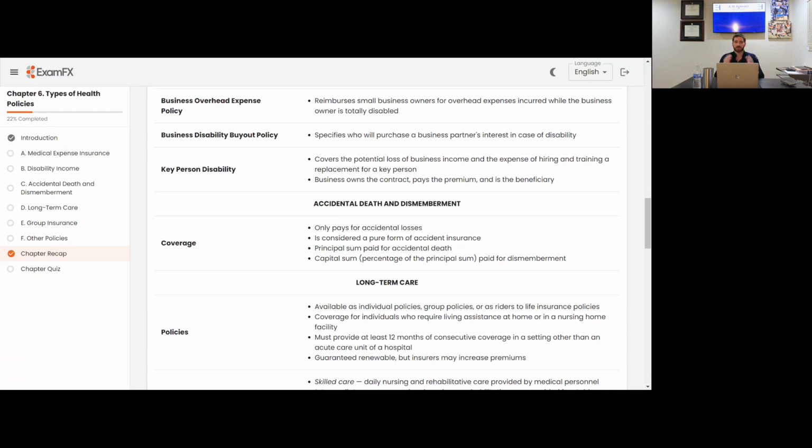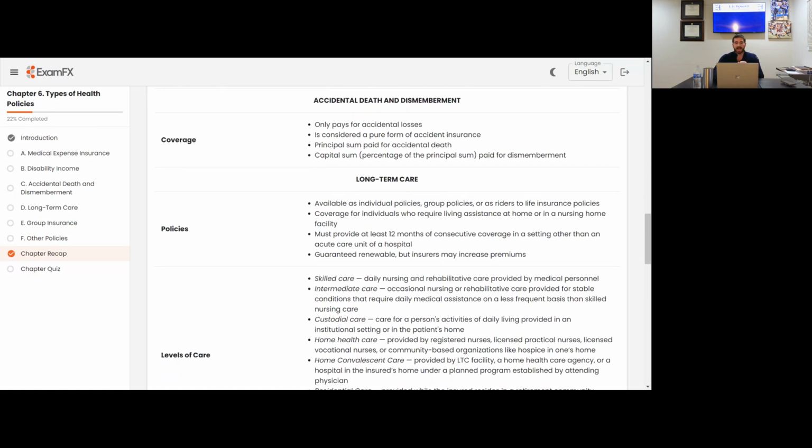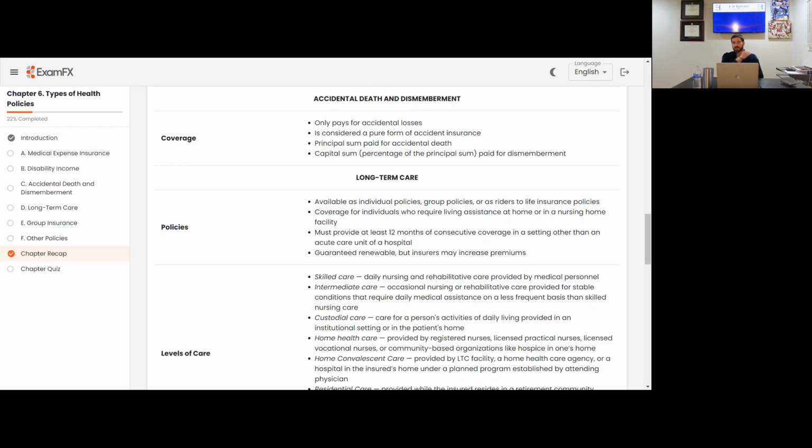So those overlap a little bit, especially the business overhead expense policy and the key person disability policy. So understand the differences there, and really read the definitions and understand the differences associated with them. So, accidental death and dismemberment. The coverage only pays for accidental losses.